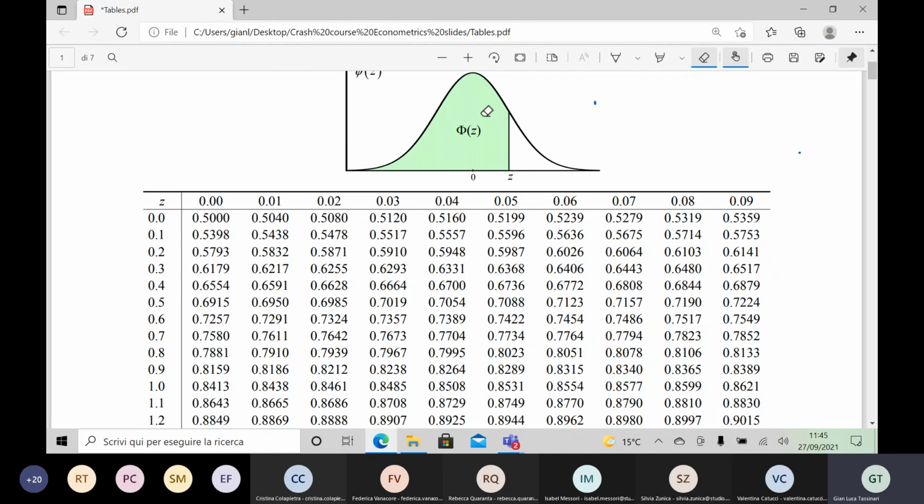So, guys, let me finish this example. You know that this number corresponds to the green area. So what you have to do? You have to find the first 0.99 inside the table. The first one, because it's the smallest one.